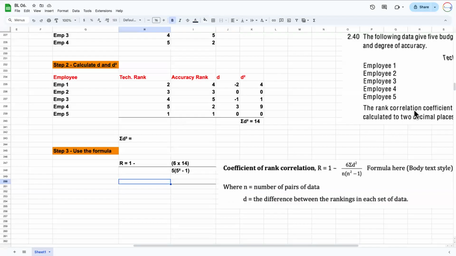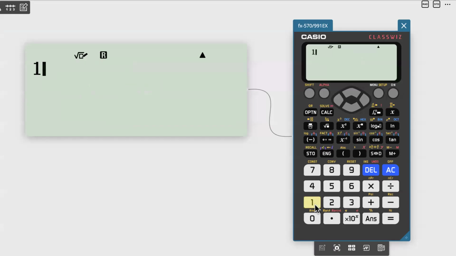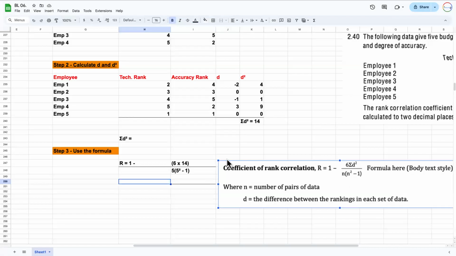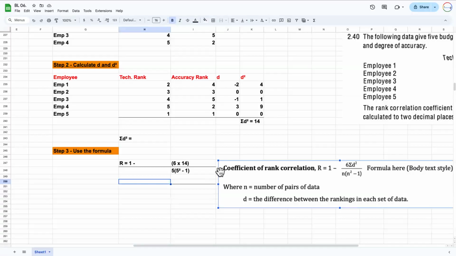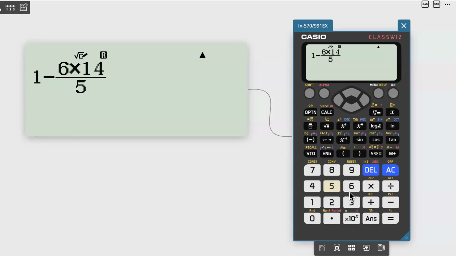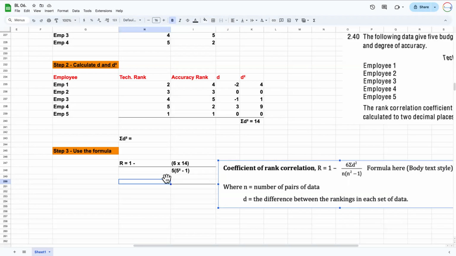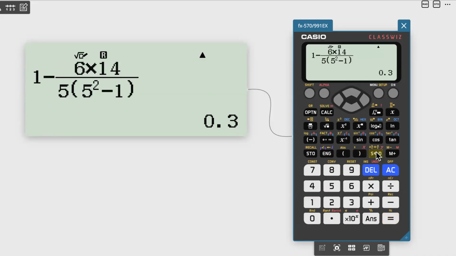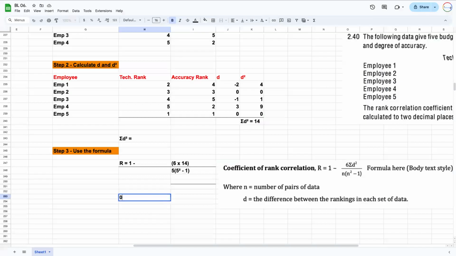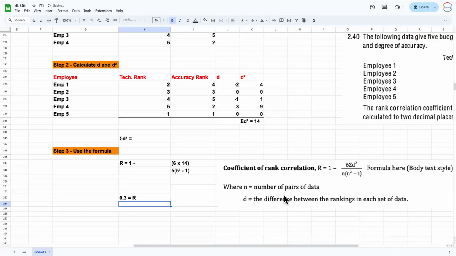So let's put the formula here. 1 minus, so 1 is here, minus, right, 1 minus 6 into 14. And in the middle, 5 and n2, open bracket, 5 squared minus 1, close the bracket, right? It's giving 0.3. That's the answer. So 0.3 is the R, rank correlation.